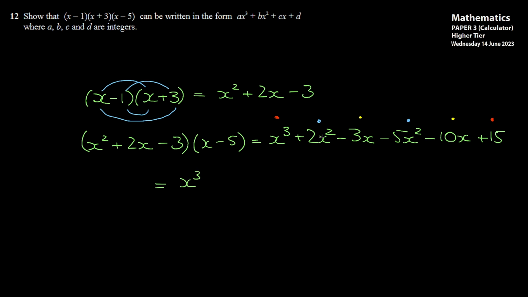Now the x squareds, we've got a +2x squared, -5x squared, so this is -3x squared. Now the x's, a -3 and a -10 makes -13x. And the number I copy and paste at the end, 15. And that's the answer.